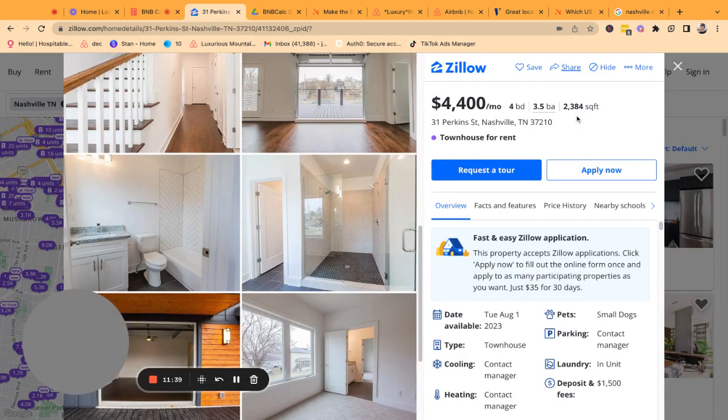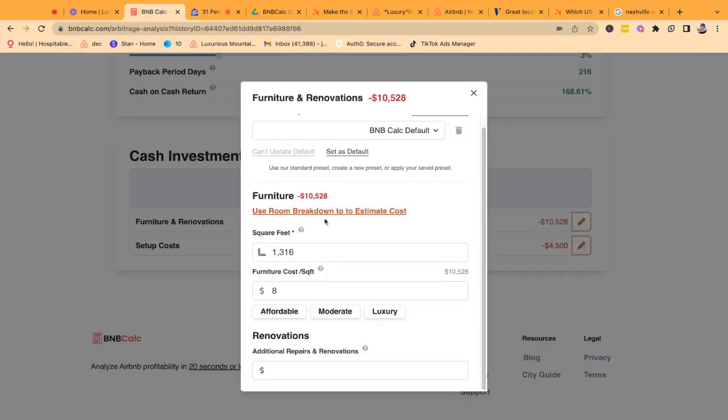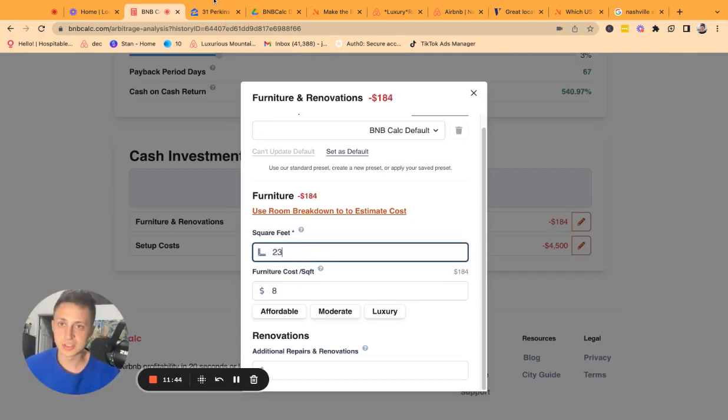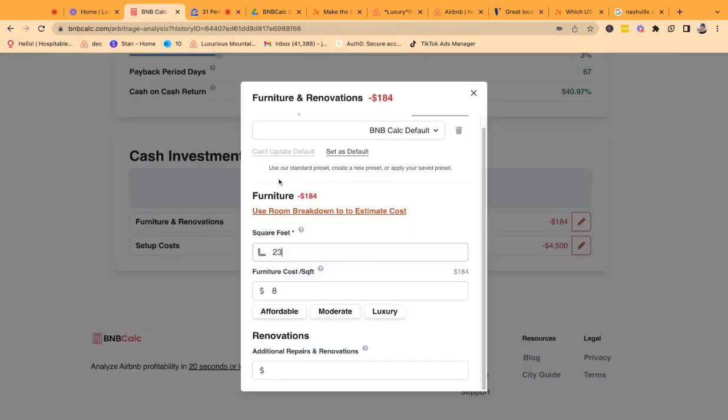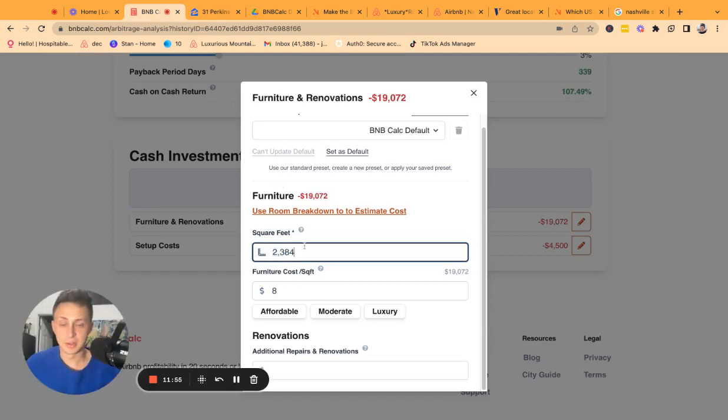Let's see, it guesstimated the square footage wrong, which, just to be frank, our tool uses a lot of different data providers. So this house looks like a renovation, so it looks like the data provider we got for square footage estimated a little off. But let's put in the appropriate square feet.